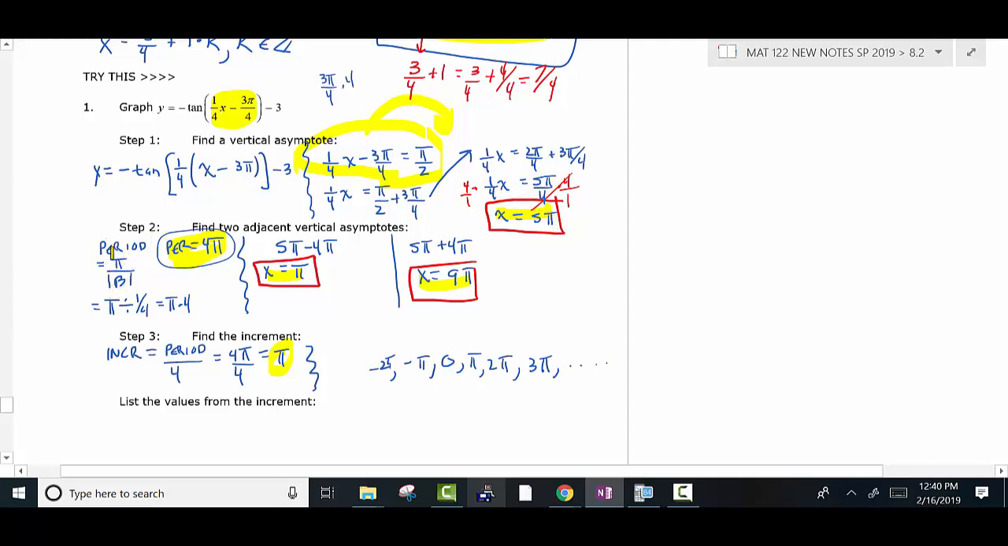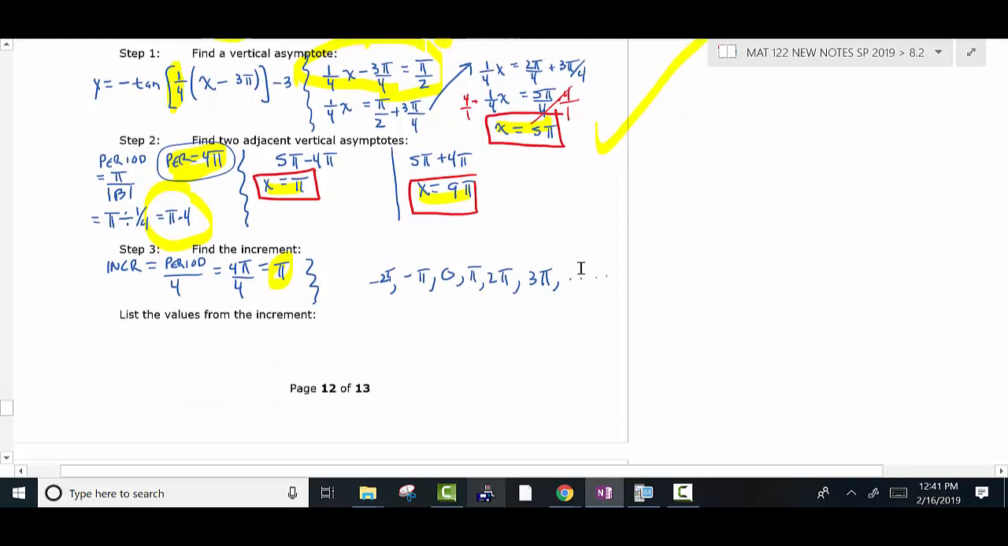Okay, the period is pi over b. B is 1/4 in this problem, so you're doing pi divided by 1/4. Therefore, you get 4 pi. Then to get your adjacent asymptotes, you take the first asymptote, 5 pi, add the period to get 9 pi, subtract the period to get pi. You can go further back to the left or whatever. I just usually like to get an asymptote to the right and an asymptote to the left. Since your increment is the period, 4 pi over 4, that means your x-axis is just going to go by pi's. Pause if you need to, otherwise I'm going to go to the next page.